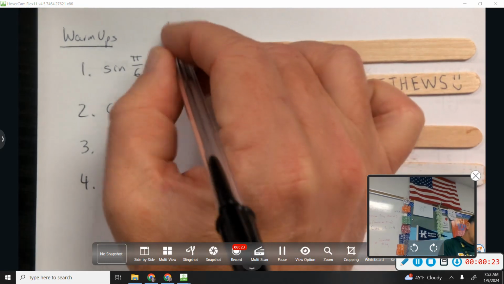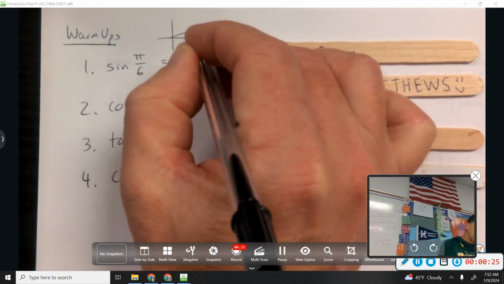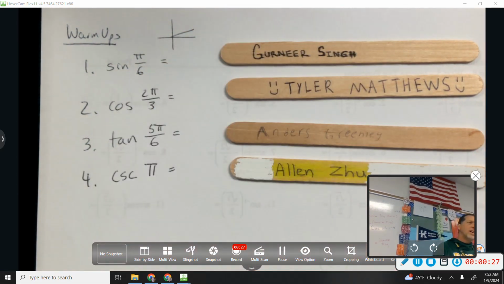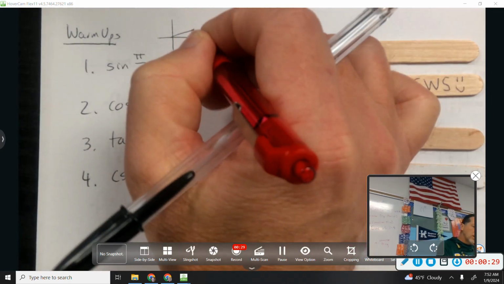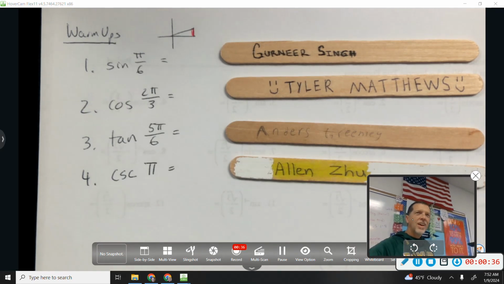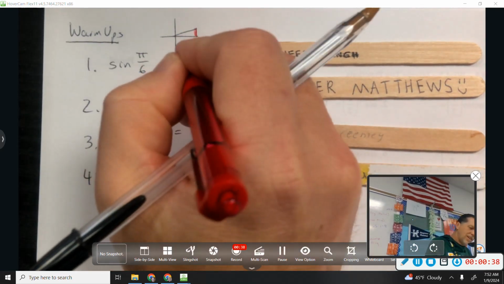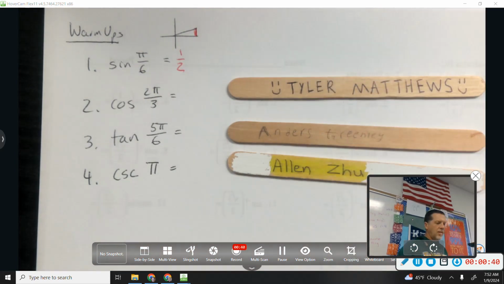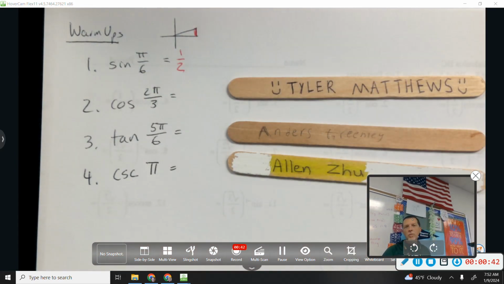Uh-oh. Pi over 6, shallow angle. Sine is the y-coordinate. So you want to reconsider that answer? It is a half. Sine goes with y. Pi over 6 is shallow, so the short side is 1/2.